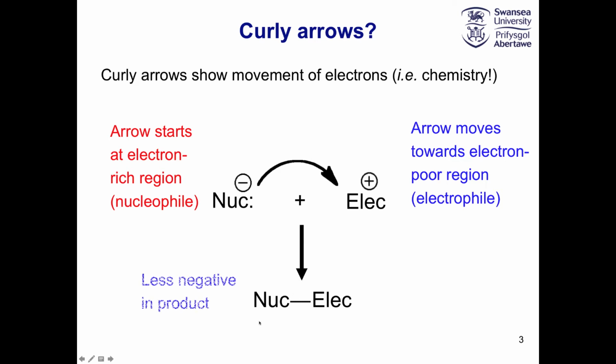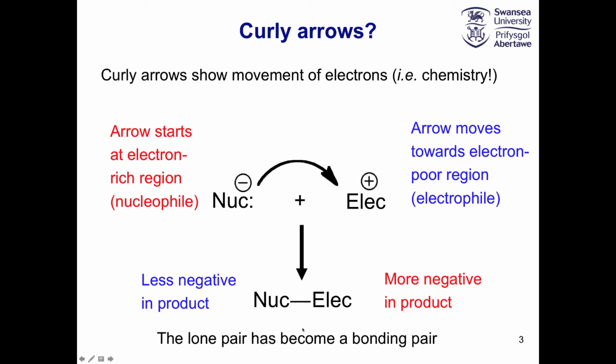In the product, the nucleophile is now not charged because electron density has moved away from it during the reaction. Likewise, the electrophile is also not charged because overall it has gained electron density. And the product of the reaction has a bond that did not exist before. This bond was created by the movement of electrons described by the curly arrow. Therefore, the electrons that formed the lone pair of the nucleophile must now be the ones that form the new bond.